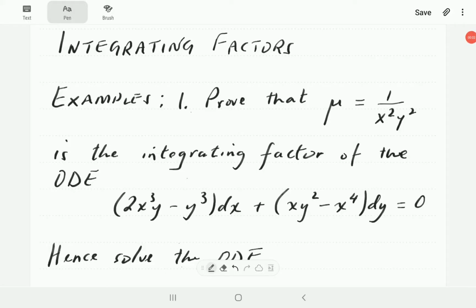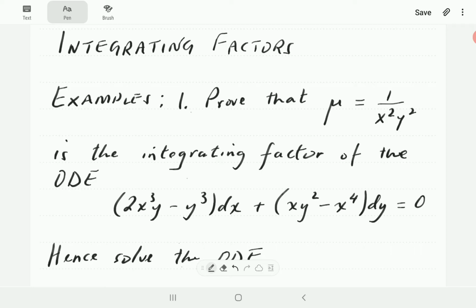Okay, in this video we're going to consider more examples on integrating factors. If you haven't watched our videos on exact ODEs and integrating factors 1, I would advise that you first do that before you continue with this video.